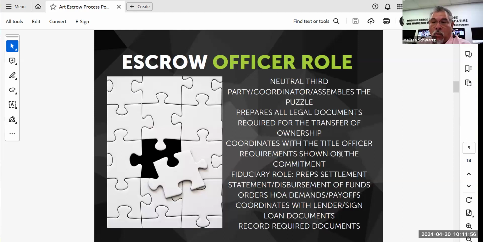Next is the escrow officer role. Okay, this is our job. We're a neutral third party. We coordinate, assemble, and prepare all legal documents required for the transfer of ownership. We coordinate with the title officer on requirements shown on the commitments, fiduciary roles, prepare the settlement statement, disbursement of funds, order HOA demands and payoffs, coordinate with the lender, signing loan documents, and record required documents.